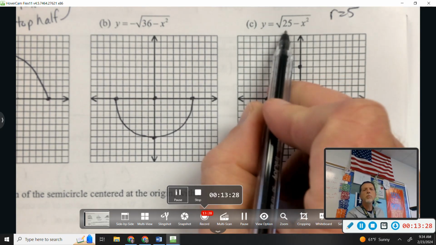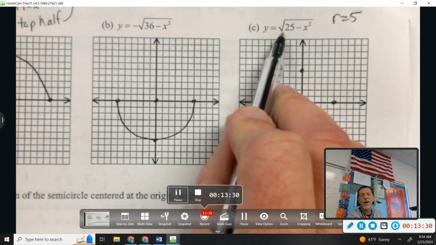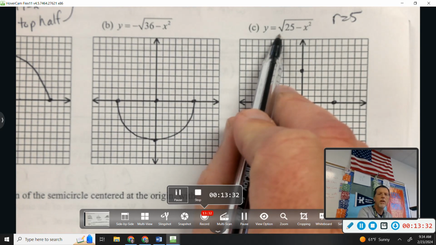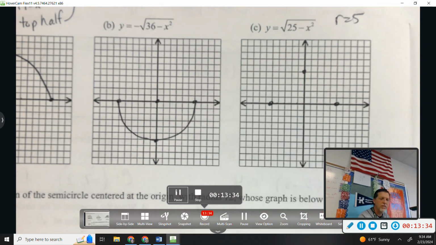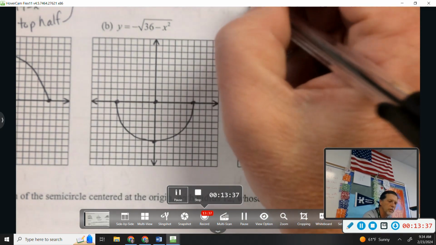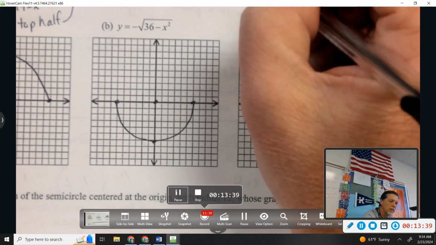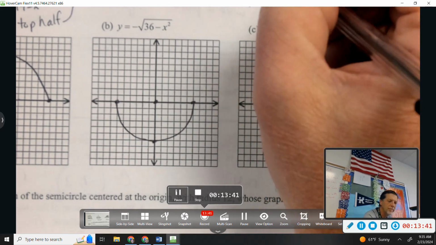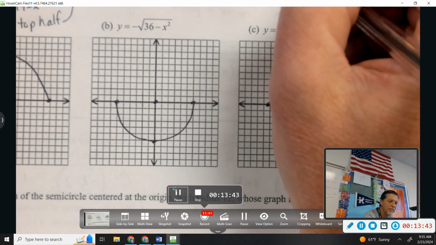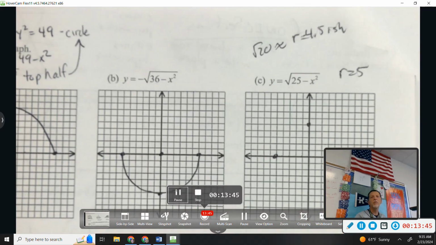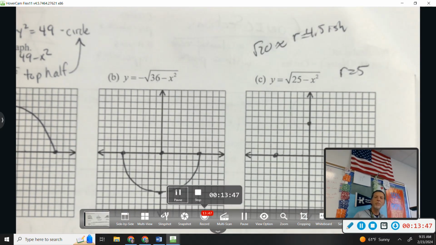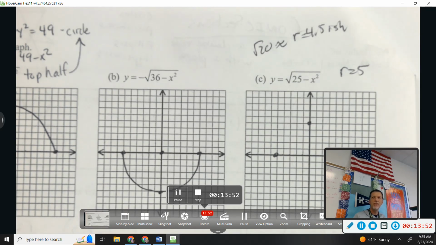root, right? Would it work if 25 wasn't a perfect square? Yeah. I mean, it would. It's just you'd have to know, like, if it was the square root of 20, your radius would be whatever, 4.5-ish. So it doesn't have to be a perfect square, but usually it is, so that you can graph it relatively easily.